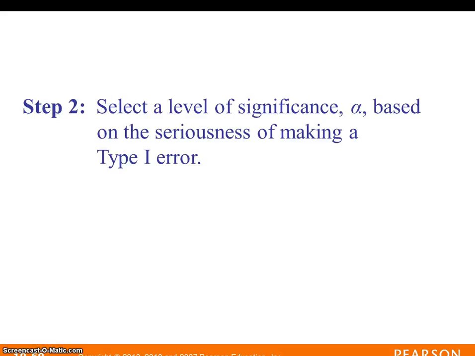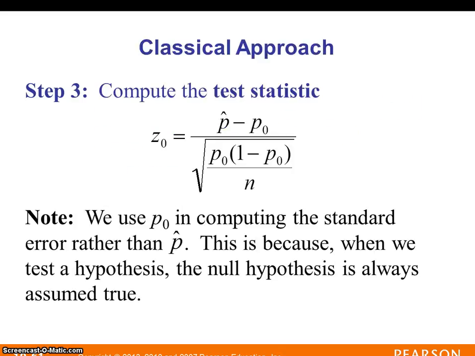Then we select a level of significance alpha based on the seriousness of making a type 1 error. Typically, alpha will be equal to 5% unless otherwise stated. If it's something where a type 1 error might seriously injure or harm someone, you might want to make alpha a little bit smaller, like 1%. But unless otherwise stated, alpha will always be 5% or 0.05. Then you compute the test statistic like we did in the last example, if we're using the classical approach.